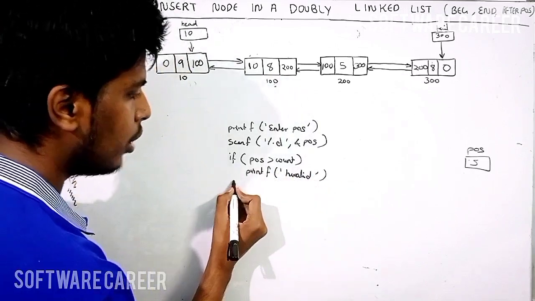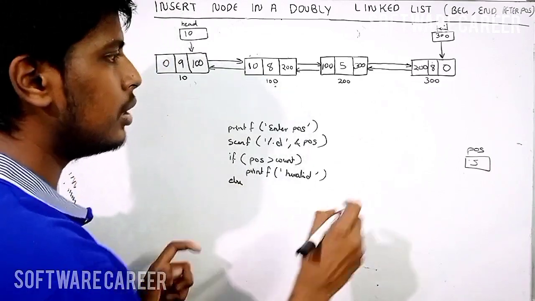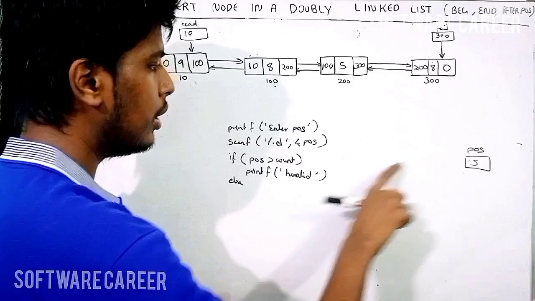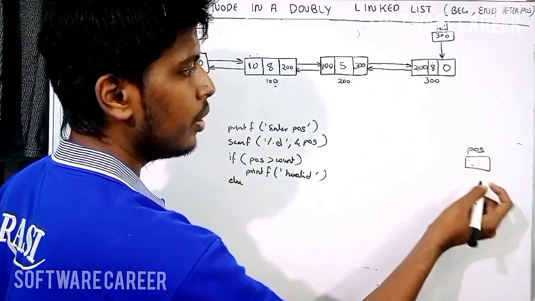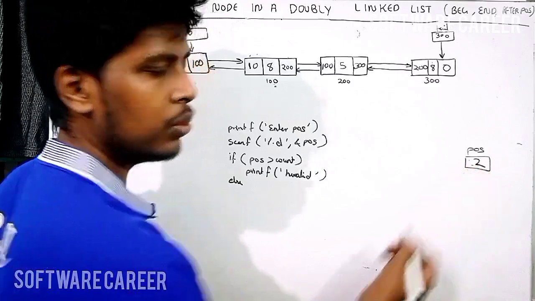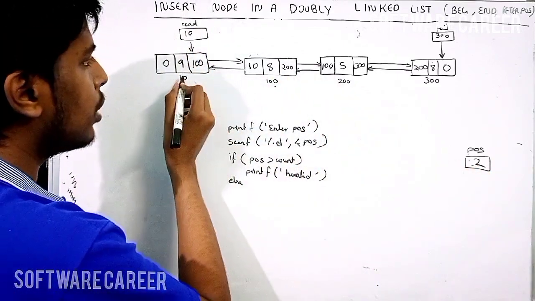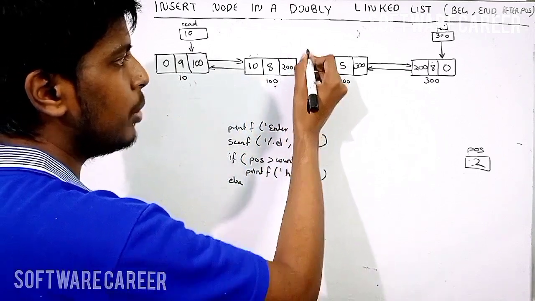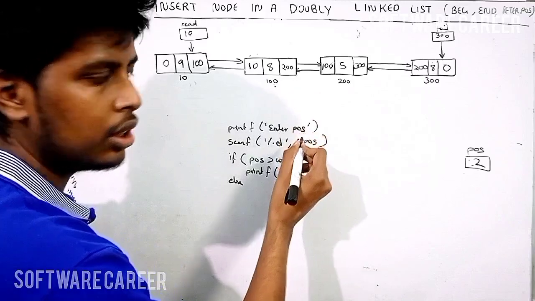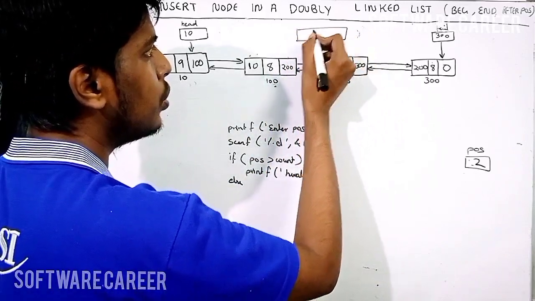Now the next condition, else. What should you do? It asks the user to enter the correct position. If the user enters 2, that means after the second position you want to insert. This is the first node, this is the second node, and here is the third node. In between these two you should insert. So I want to create a new node, and I am creating a new node.